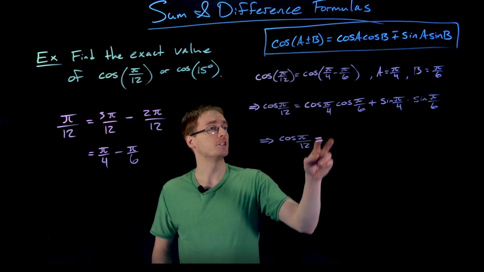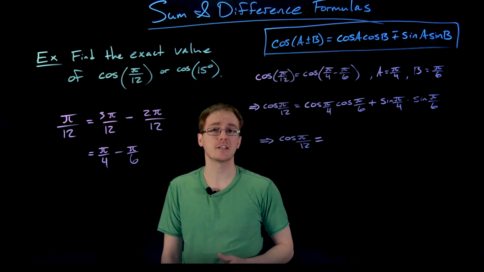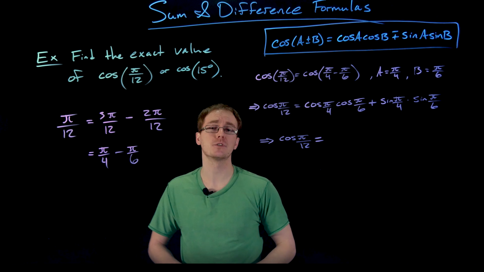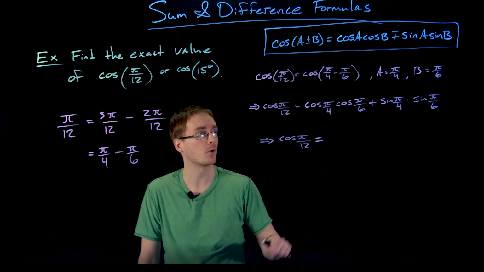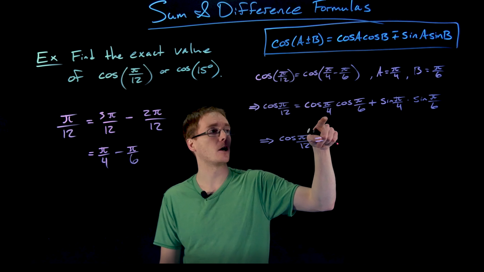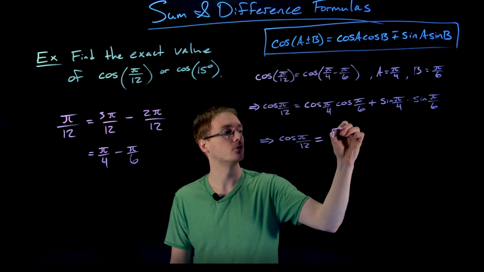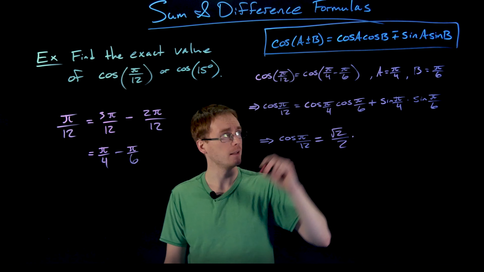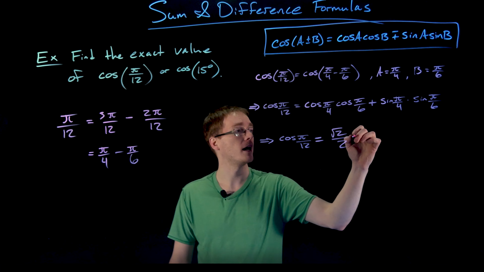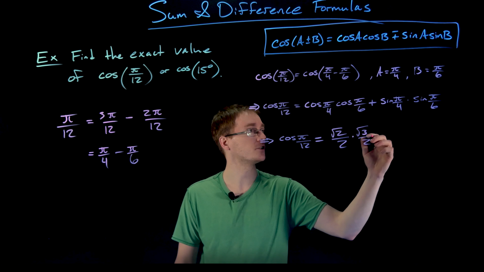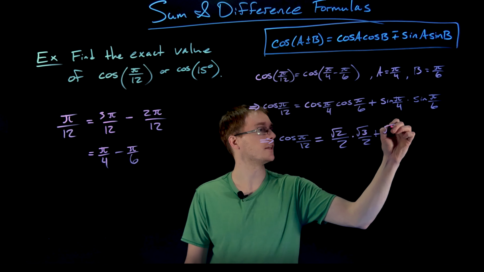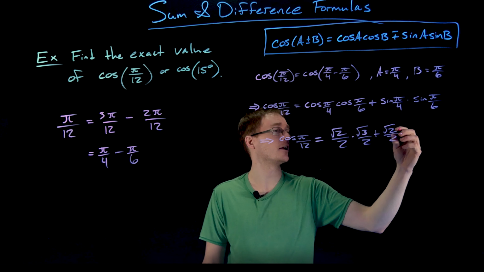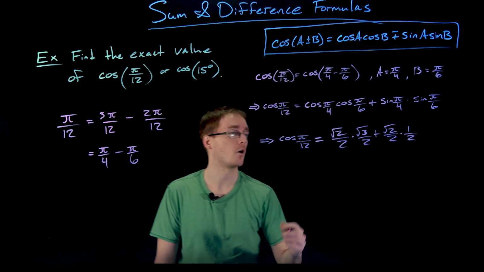And so now to finish this off, we just need to evaluate each of these four pieces on the right-hand side, all of which correspond to known angles and points on our unit circle. Remember, cosine gives us an x-coordinate, sine gives us a y-coordinate. So at the angle or arc length of pi over 4, cosine is going to correspond to square root of 2 over 2. At pi over 6, cosine will be equal to square root of 3 over 2. We have to add to that sine of pi over 4, which is another square root of 2 over 2. That is multiplied by sine of pi over 6, and sine of pi over 6 is going to be equal to 1/2.